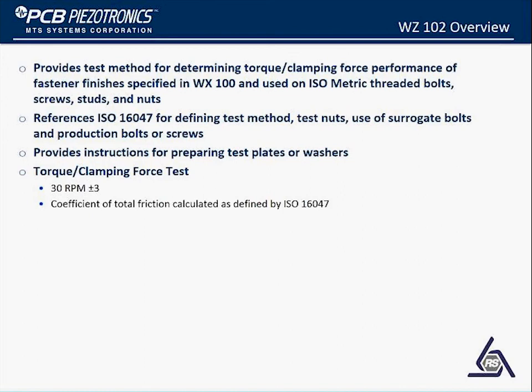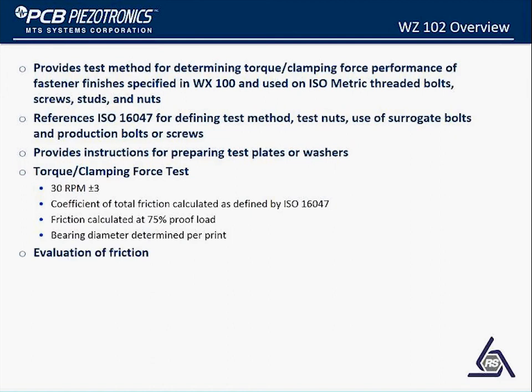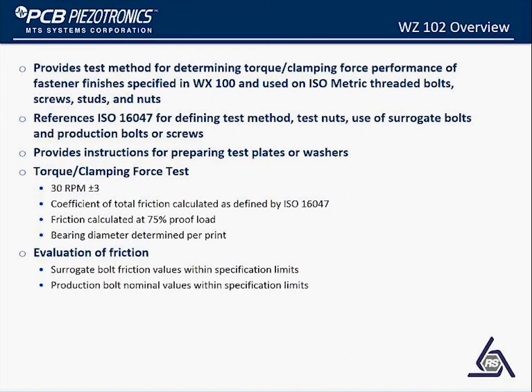It specifies the coefficient of total friction is calculated, and the friction should be calculated at 75% of proof load. The bearing diameter should be determined per the print of the fastener, and in the evaluation of friction, surrogate bolt friction values should be within specifications, as well as production bolt nominal values should fall within specified limits.